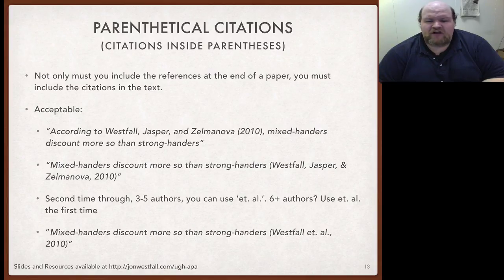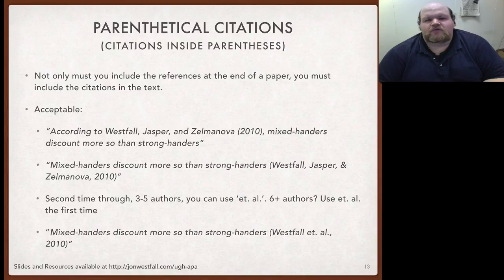Or: mixed handers discount more so than strong handers (Westphal, Jasper, & Zelmanova, 2010). The second time you go through, if you have 3 to 5 authors, you can actually use an abbreviation. So if that was the second time through, that last sentence could have read: mixed standards discount more so than strong handers (Westphal et al., 2010). And if it's 6 or more authors, then you can actually use et al.